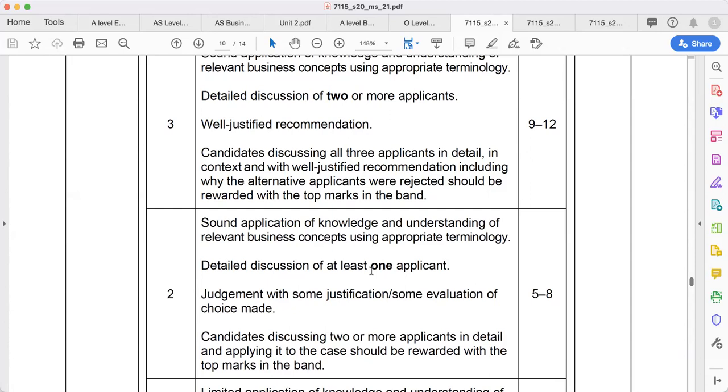Okay, if we do that, we score level 2 marks. And secondly, the candidates who have given a detailed discussion of one applicant also score level 2 marks. The candidates who have done some judgment with some justification, at least one point of justification, will also score level 2, that is 5 to 8 marks.